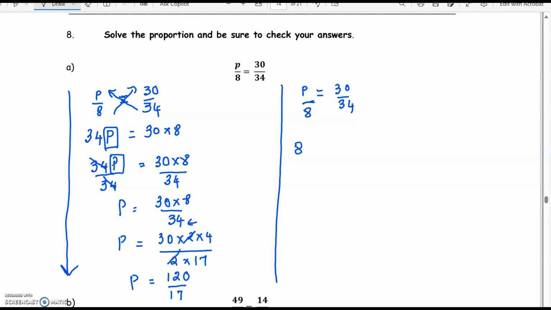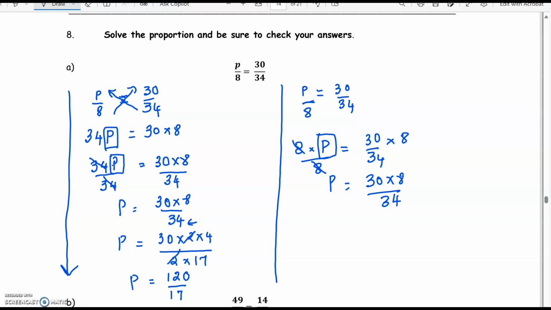Now if I multiplied both sides with 8, I would cancel. So what I did was multiply both sides with 8 to cancel the 8s. Remember, we're trying to get p by itself. So p equals 30 times 8 over 34.